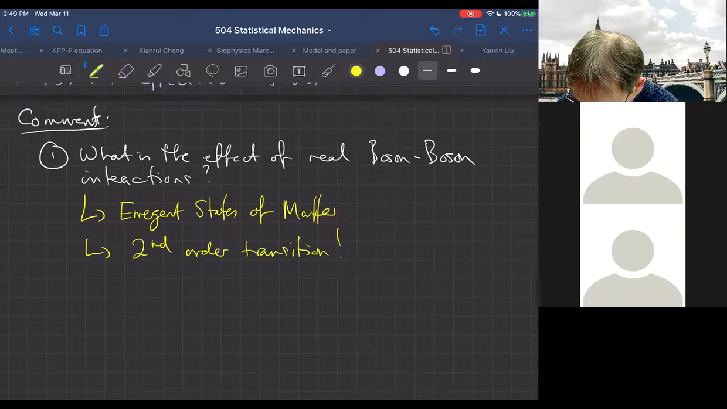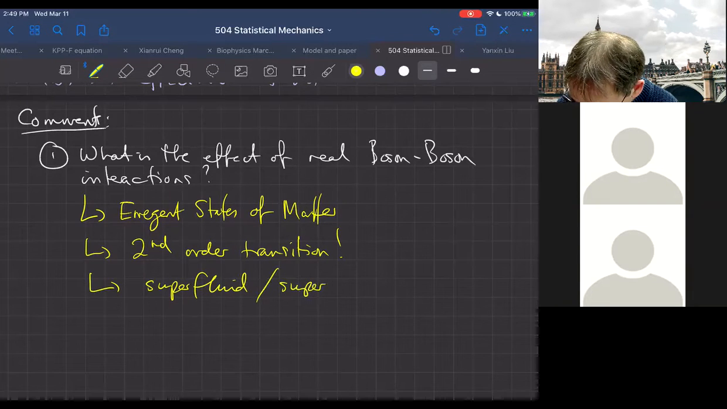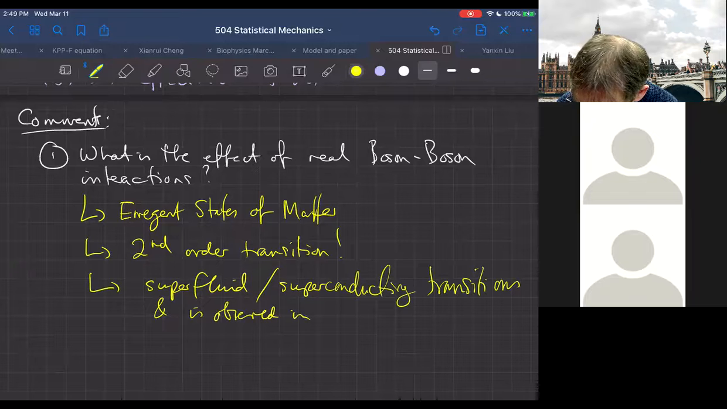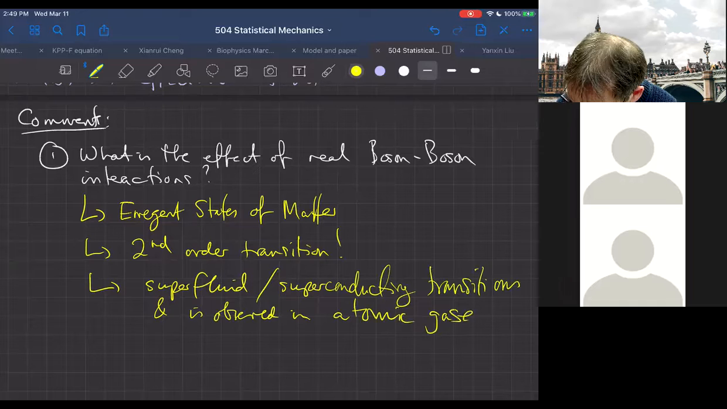And this transition underlies the superfluid, superconducting transitions. It's not identical to it, it underlies it, and is observed in atomic gases. So we understand this very well.